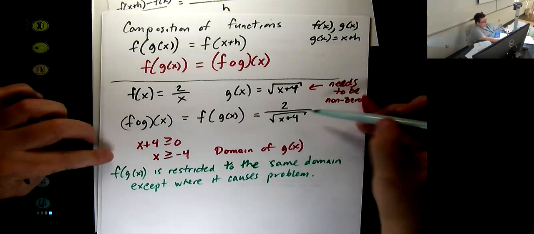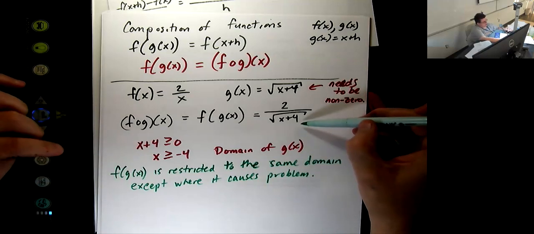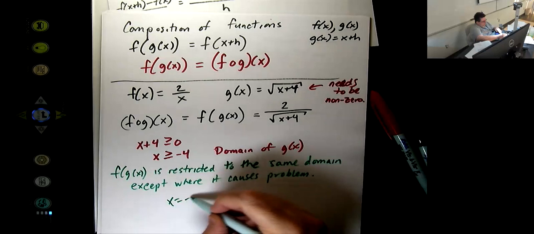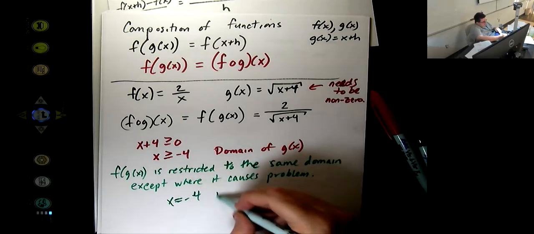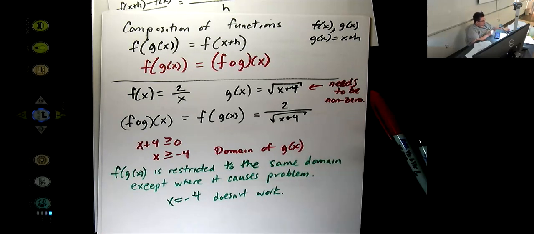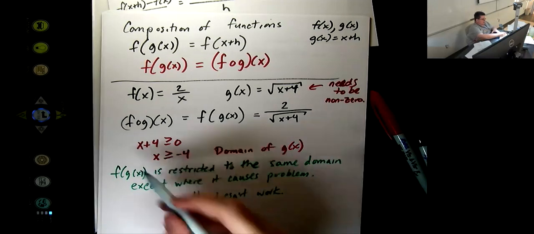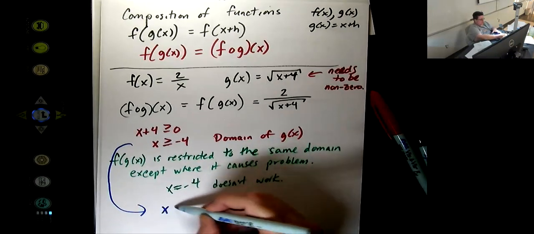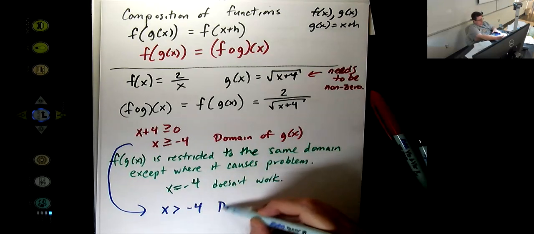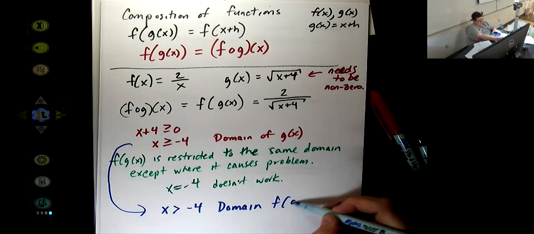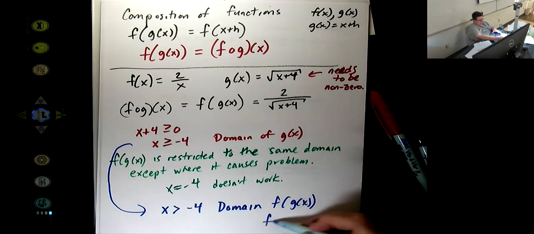If I plug in negative 4, I get square root of 0 on the bottom. So x equals negative 4 doesn't work. I have to restrict the domain a little bit more. x is greater than or equal to negative 4 becomes x is greater than negative 4. That's the domain of f of g of x, or f o g of x.